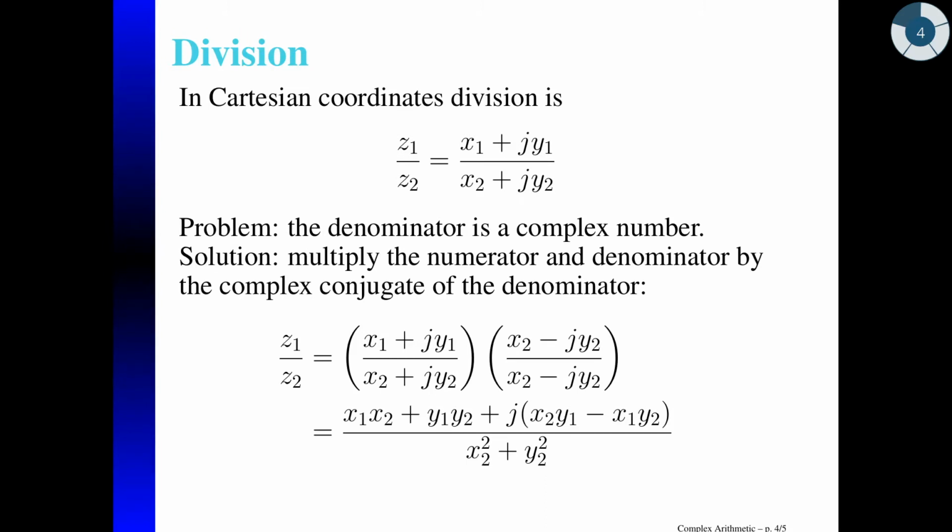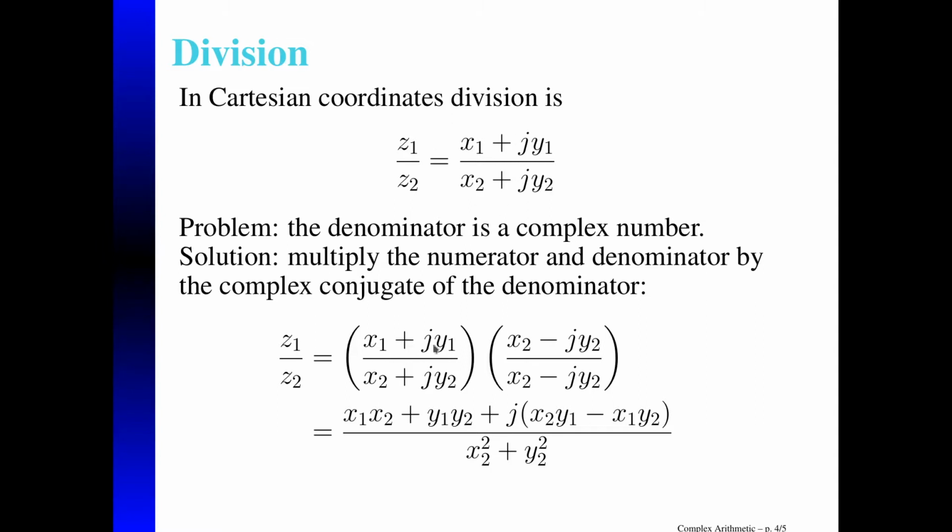Division is the most complex. In Cartesian coordinates, I have this, z1 over z2. But the problem is, if I try to simplify this, I can't really do it with the denominator being a complex number. So the solution is to multiply the numerator and the denominator by the complex conjugate of the denominator. Right? So what is that? Well, the denominator here is x2 plus jy2, so the complex conjugate will be x2 minus jy2. If this had been a minus here, then we would have a plus in the complex conjugate.